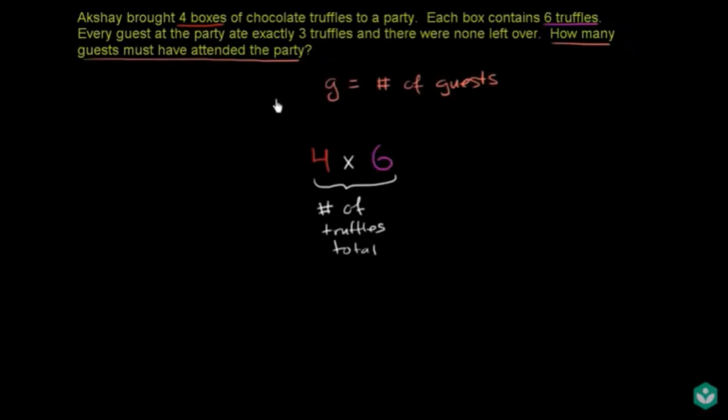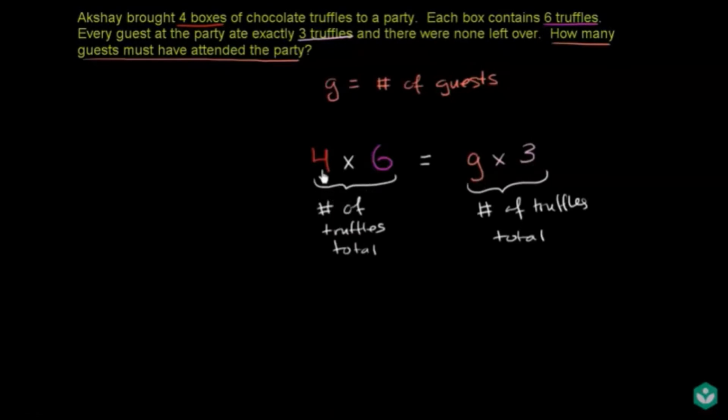Now, what's another way of thinking about the total number of truffles at the party? Well, you have G guests, and each guest ate 3 truffles. So G times 3 is also going to be the number of truffles at the party. So these two things need to be equal to each other. So we could figure out what 4 times 6 is, and then G times 3 has to equal that same number. What must G be? So let's think about that step by step.